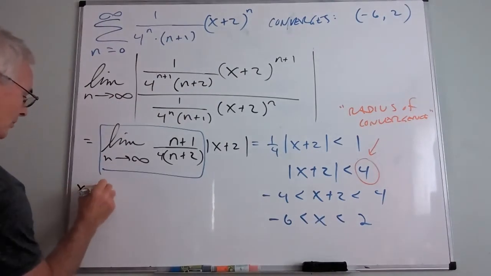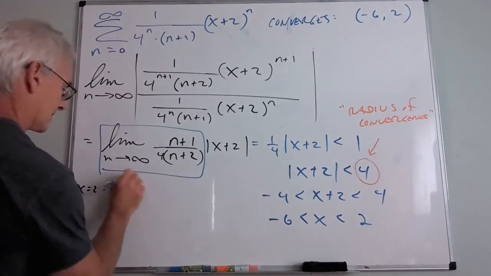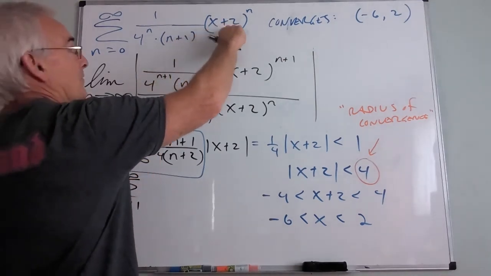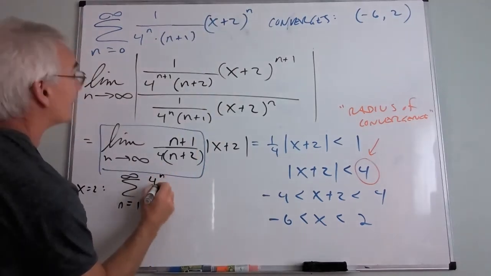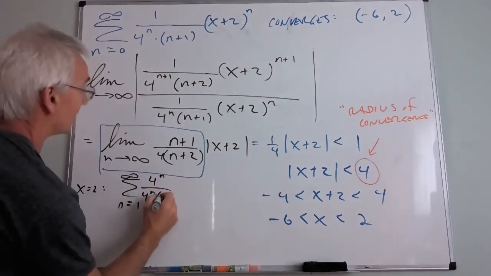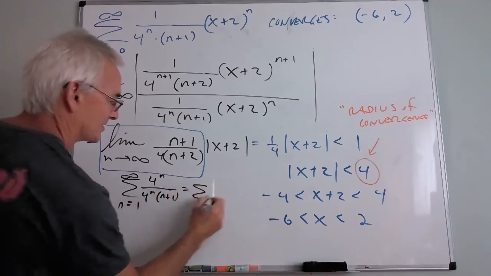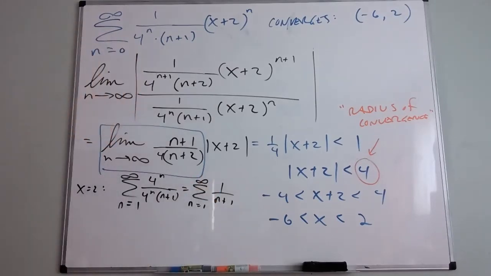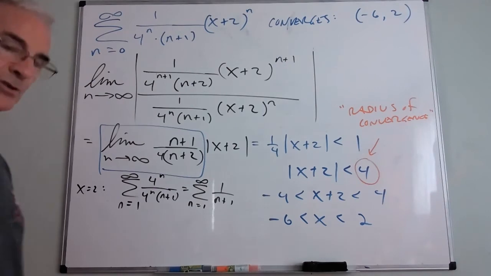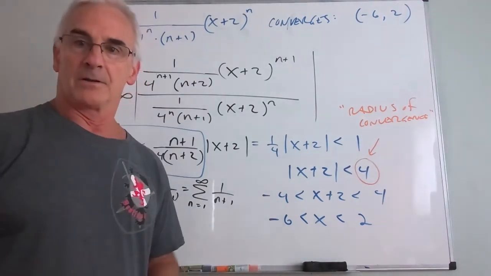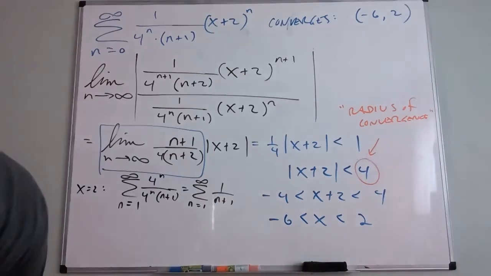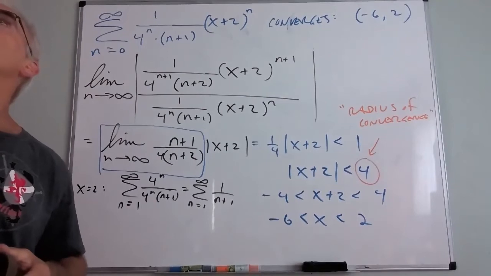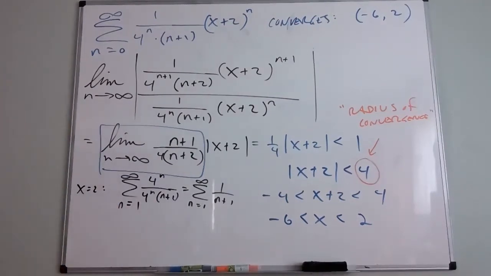So at x equal 2, I will have what? I know this is a little bit cramped here. When I replace x with a 2, I'm going to have 4 to the n on top and 4 to the n plus 1 on bottom. That's just 1 over n plus 1, isn't it? Everybody cool with that? Now tell me about that series. Does that converge or diverge? Diverges. What does it look like? It looks like a harmonic series, doesn't it? Yeah, diverges. So that one's going to diverge.